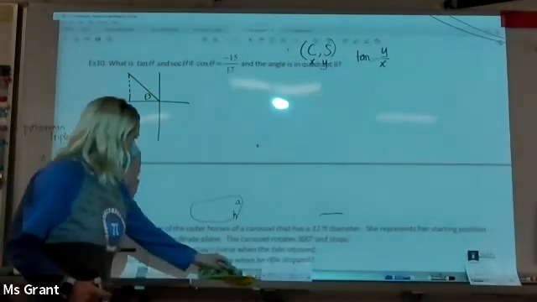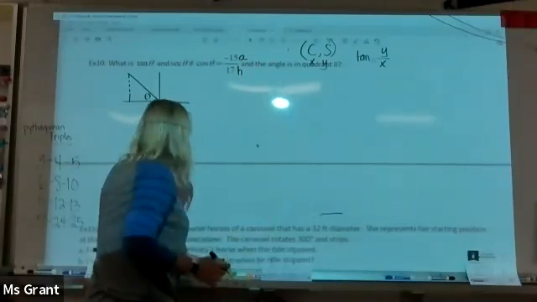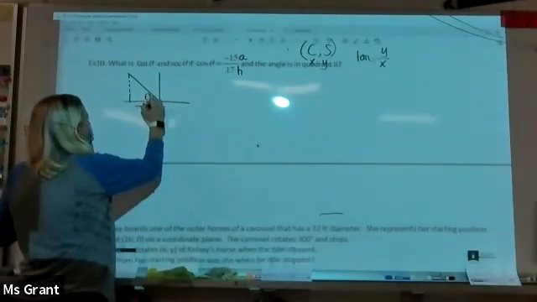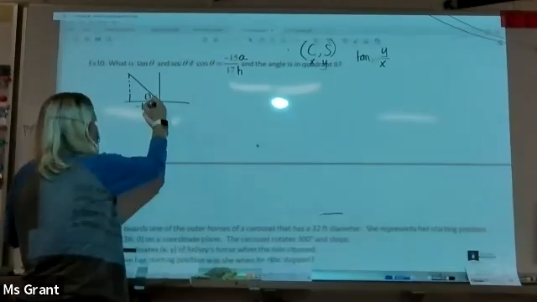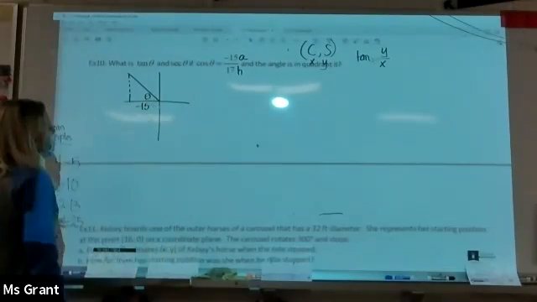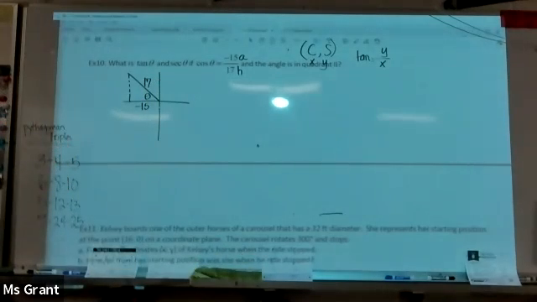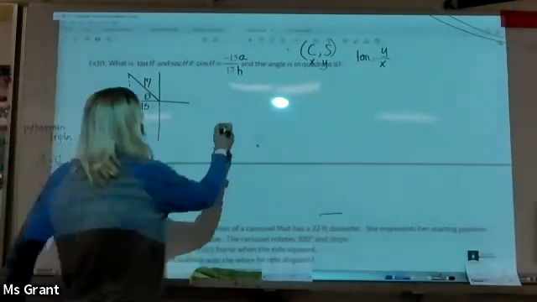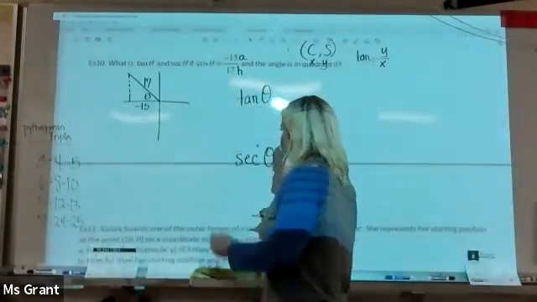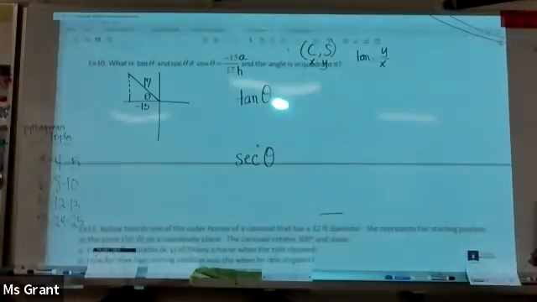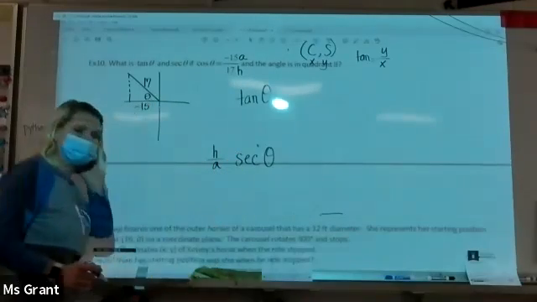I know adjacent over hypotenuse. Adjacent is negative 15. It's going to the left, so it's going to be a negative. That totally is accurate. Hypotenuse is 17. Good, not 1. My hypotenuse is 17 this time. Find tangent and secant. Secant is the opposite of cosine, which is hypotenuse over adjacent.